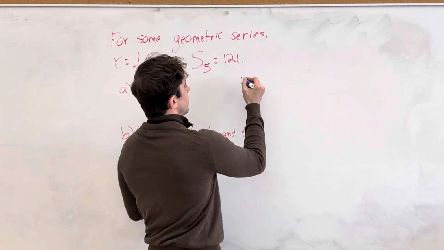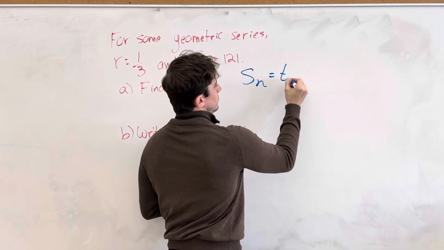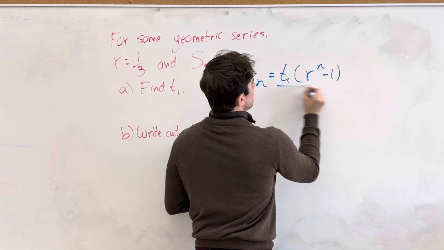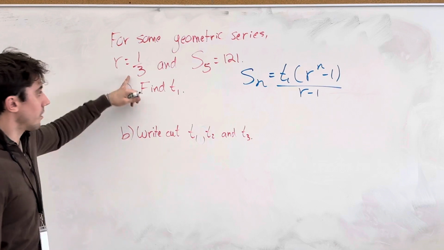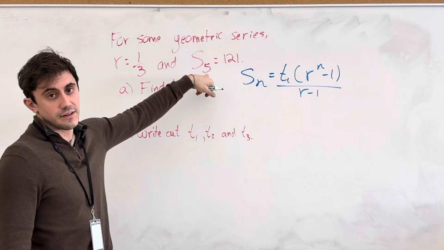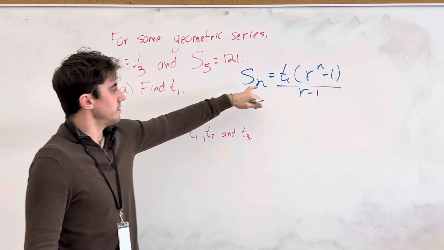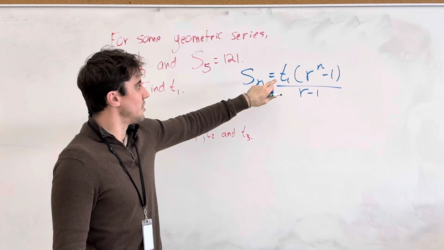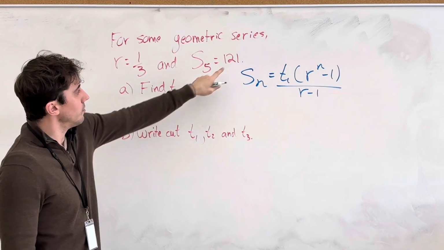Remember, we have our formula for Sn of a geometric series as T1 times common ratio r to the power of n minus 1, all over r minus 1. Now, we know r is 1/3. We know n in S5 means n is equal to 5. And so we're going to be able to solve for T1.